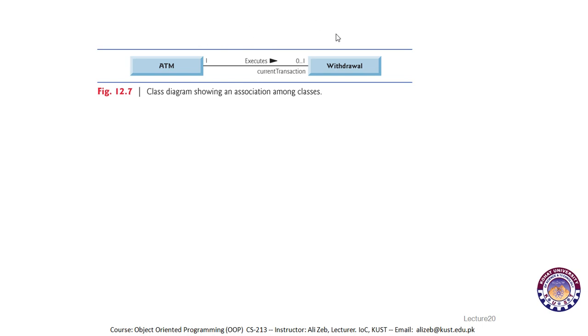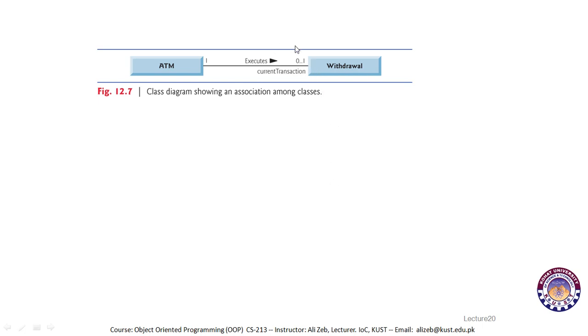And if you are using the ATM system, and if you are not withdrawing the amount, since we have other options in our ATM machine, we will be using zero objects of the withdrawal amount. So we have that option over here. And if you are trying to withdraw any amount from the ATM machine, we will be using one object of the withdrawal class. So we have these options.